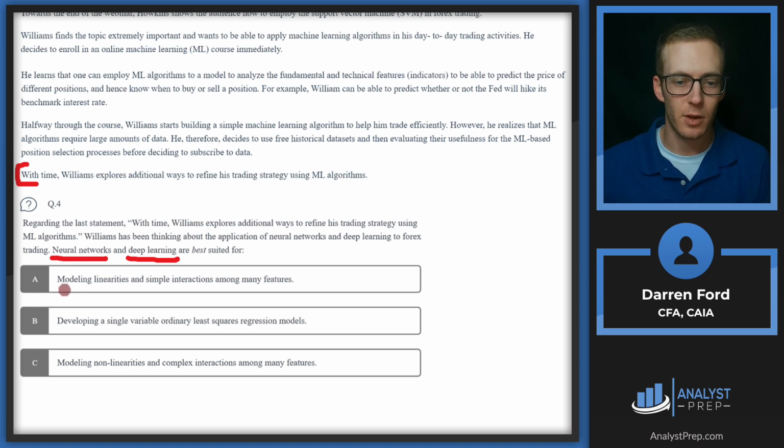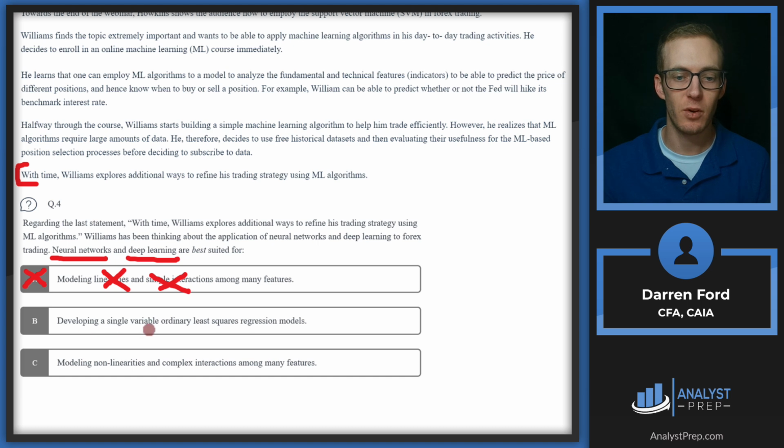Answer A, they're best suited for modeling linearities and simple interactions among many features. The key here that's going to rule things out are linearities and simple interactions. Neural networks and deep learning are going to address highly complex tasks, which are generally going to be nonlinear, and will look at the complex interactions among many features, not simple interactions. So we can probably rule out A.